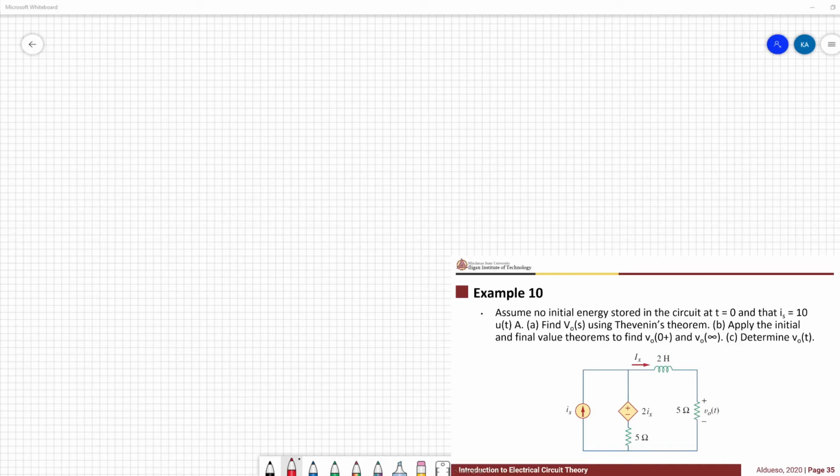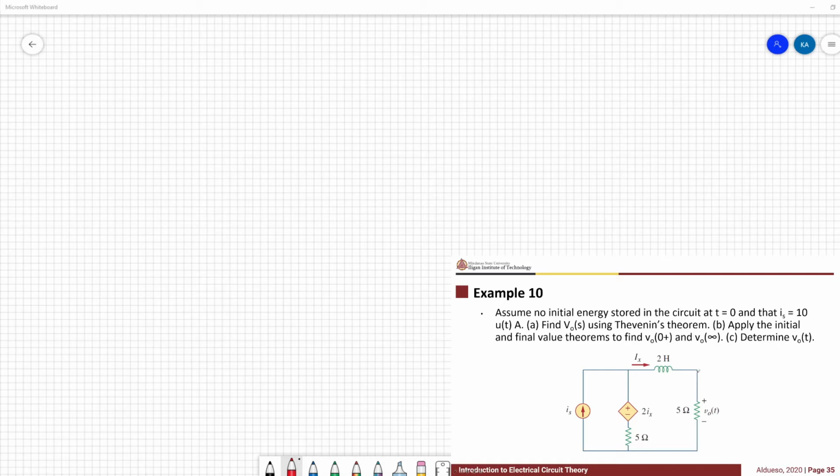Another example, assume no initial energy stored in the circuit at t equals 0 and that Is is 10 u of t amperes. A, find Vo of s using Thevenin's theorem. B, apply the initial and final value theorems to find Vo of 0 plus and Vo of infinity. And lastly, determine Vo of t.